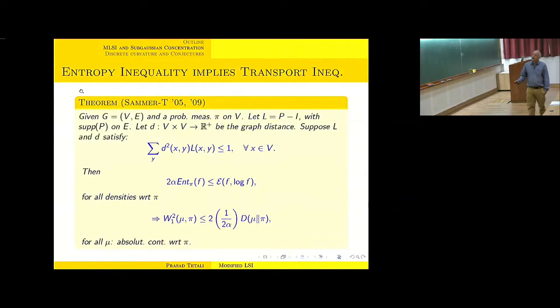So one way to derive this implication from MLSI to sub-Gaussian concentration is this work with my student Marcus Sammer. '05 was his thesis, and one thing for advisors and also for PhD students is that if you don't have the student write up and submit for publication, it might result in four years chasing each other from the thesis stage to publication.